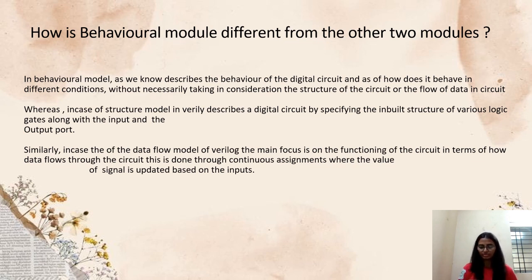In summary, while all three models are used to understand the design of a system, they differ in what aspects of the system they emphasize. The behavioral model focuses on the behavior of the components of the digital circuit. I would also like to discuss the uses of a behavioral model. So let's talk about some of the uses of the behavioral model.